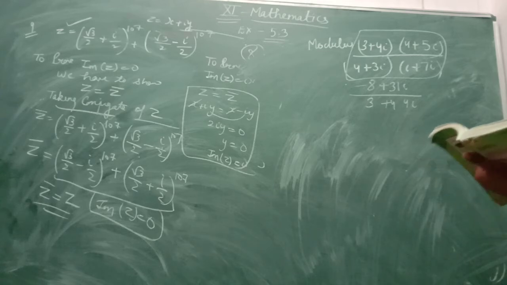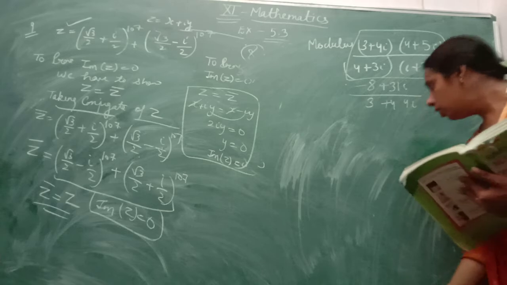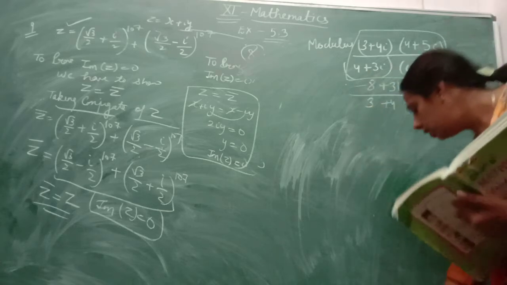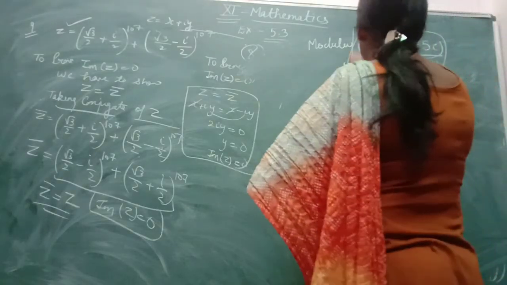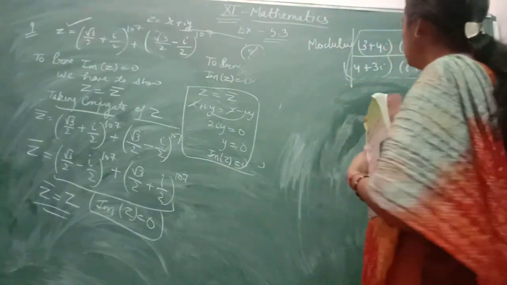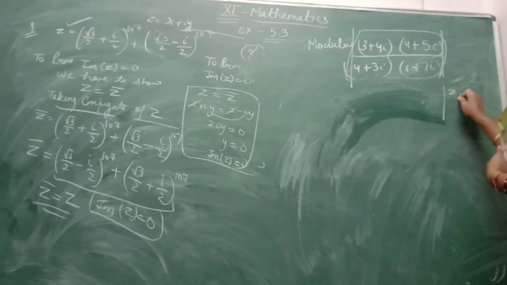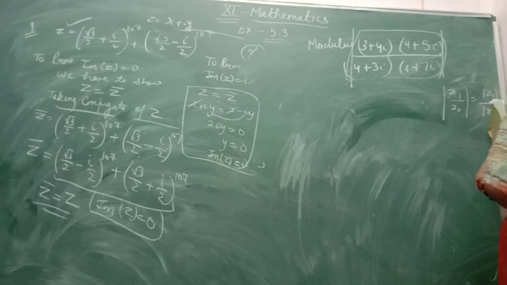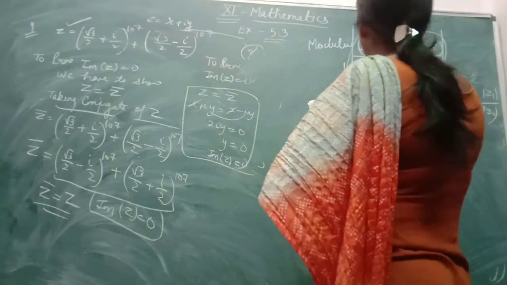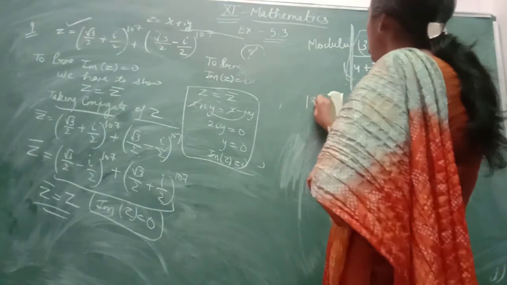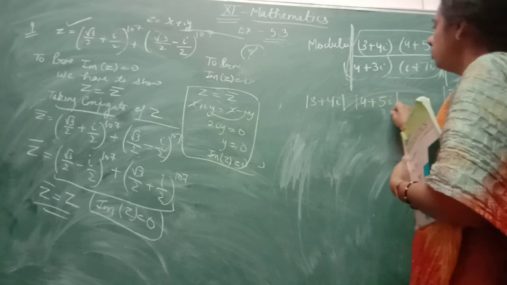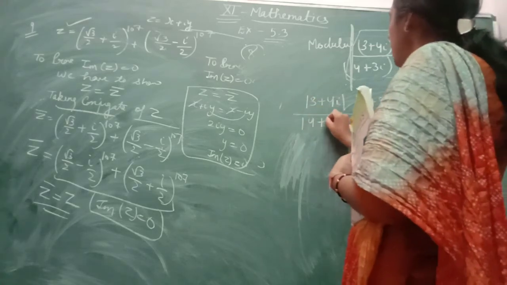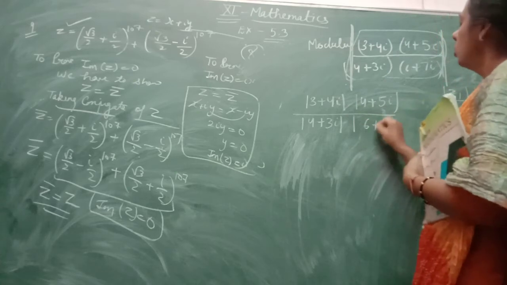Or, if you are not willing to do such a thing, there is one other identity you can apply, the whole modulus. As you know, by this property, the modulus of z1 by z2 can also be split as z1 modulus by z2 modulus, so you can apply the whole modulus here. So the modulus of the first complex number, the modulus of the second complex number, by the modulus of the third complex number and the modulus of the fourth complex number.